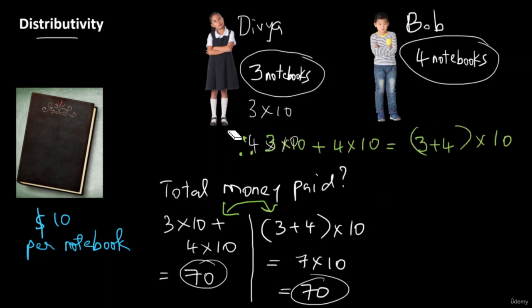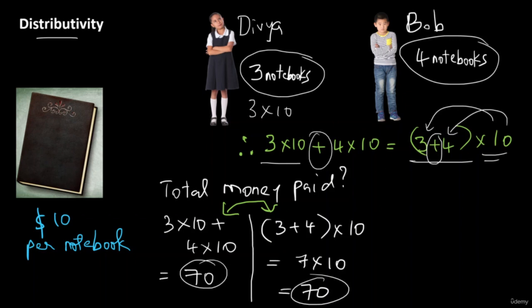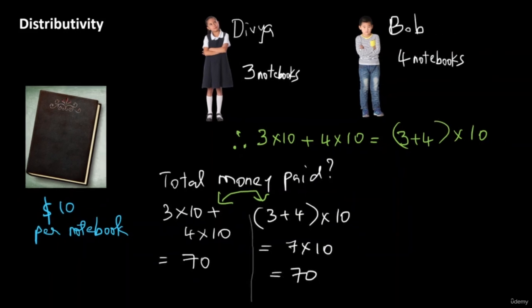Alright, so this is what we call distributivity. So over here I have a bracket, and by opening the bracket, what am I actually doing? I'm just distributing into 10 to both these numbers. So I have 3 into 10 over here and 4 into 10 over here, and in between, because I have a plus over here, I have a plus over here. Alright, let's keep this aside.